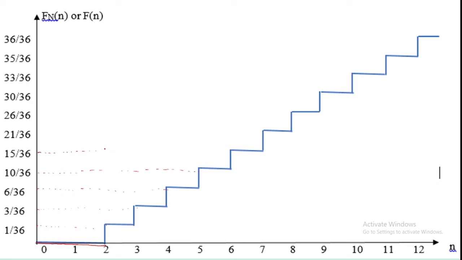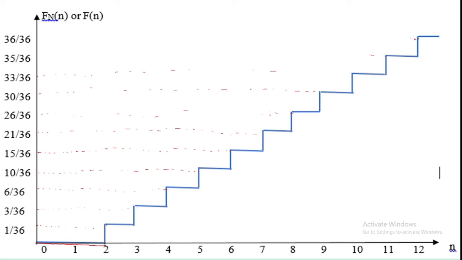So these values are already calculated. Next n is equal to 7, the cumulative distribution function value is 21 by 36. Next n is equal to 8, the value is 26 by 36. Next n is equal to 9, the cumulative distribution function value is 30 by 36. Next n is equal to 10, CDF value is 33 by 36. Next n is equal to 11, 35 by 36. n is equal to 12, 36 by 36.